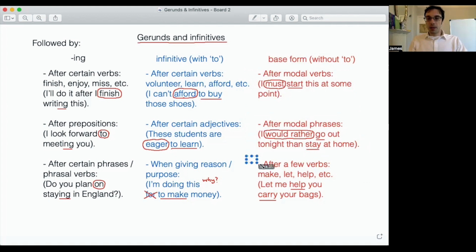And then, as I mentioned in the previous screen, after a few verbs like make, let, and help. And then it's not always the first verb, it's the next verb as well that decides what the following word will be, and you'll end up with a sentence like this. So let me help you carry your bags. And each one of them uses that base form. Okay?